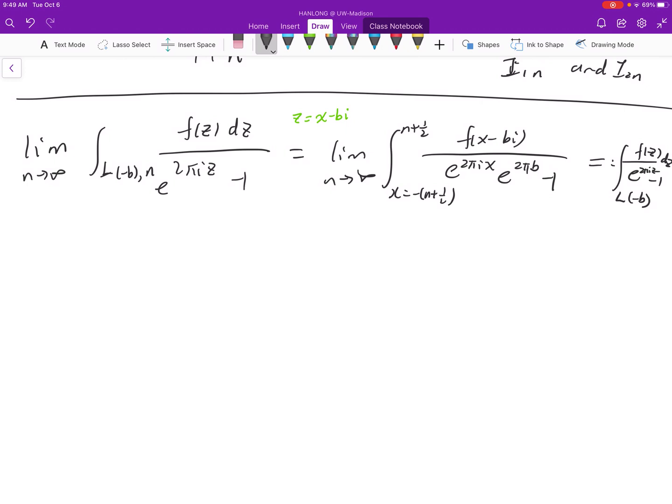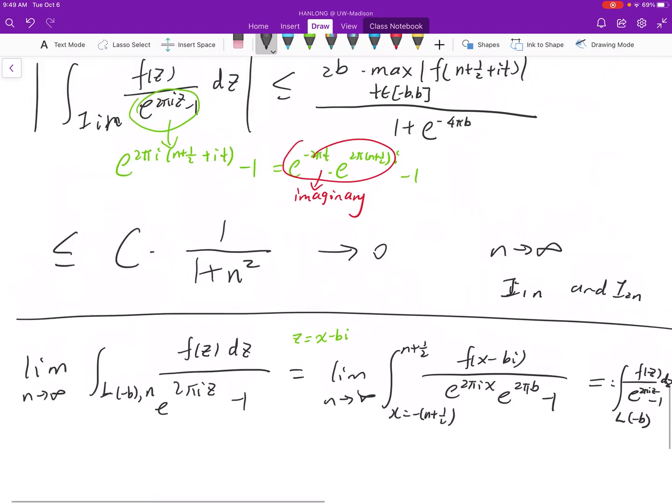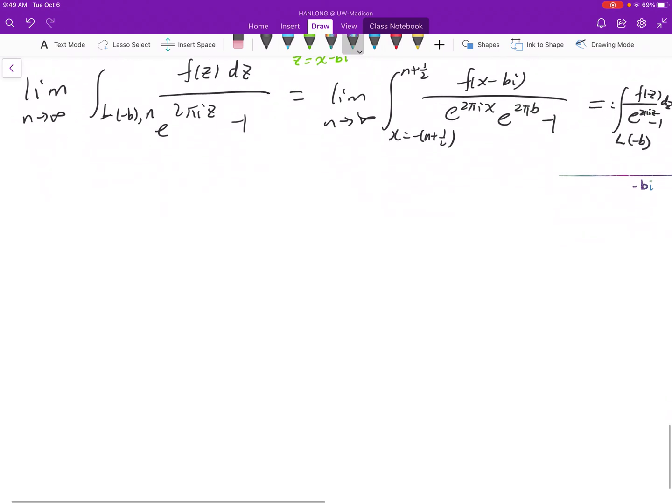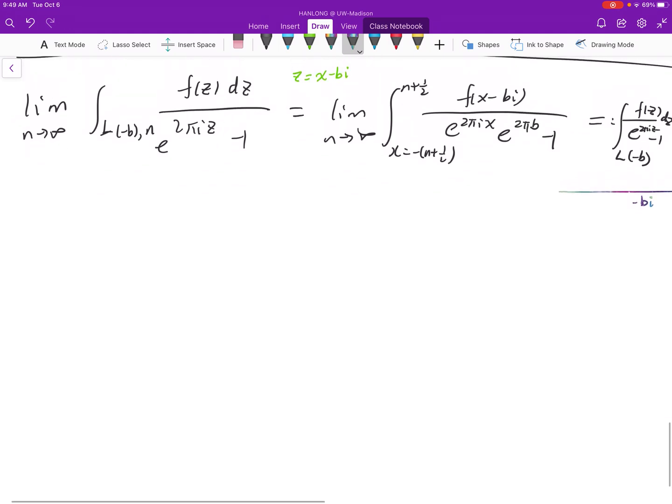So intuitively, that's L minus b, just a horizontal line with imaginary part negative b. So you are integrating on this imaginary number line. Sorry, you are integrating on this line.